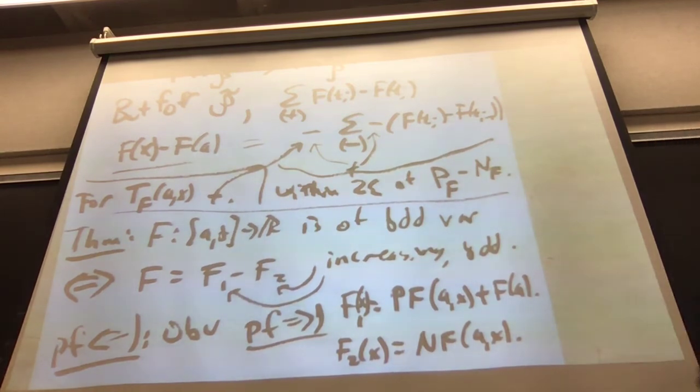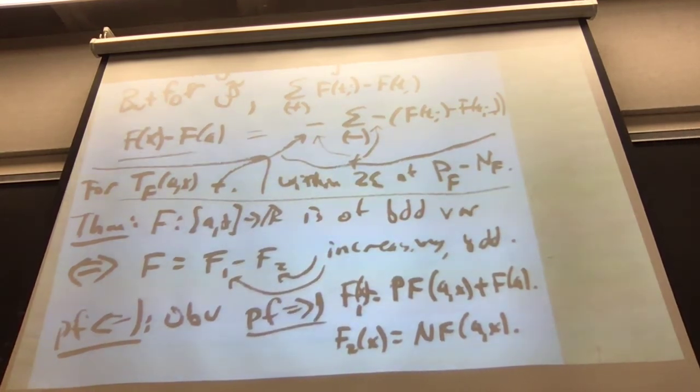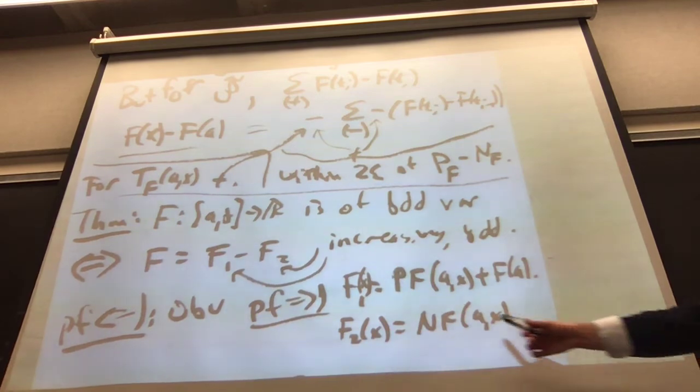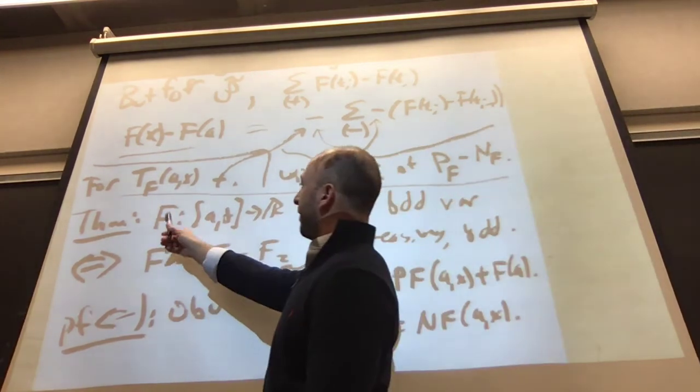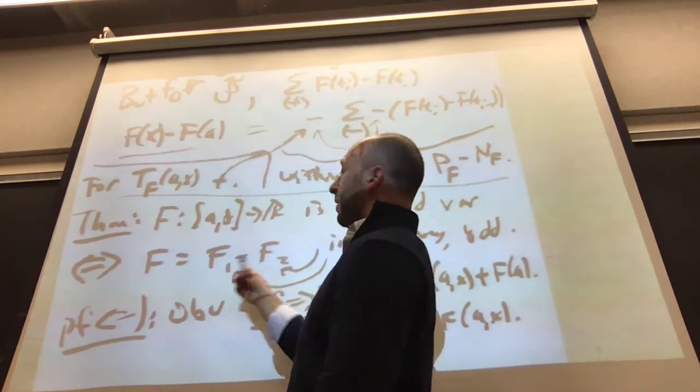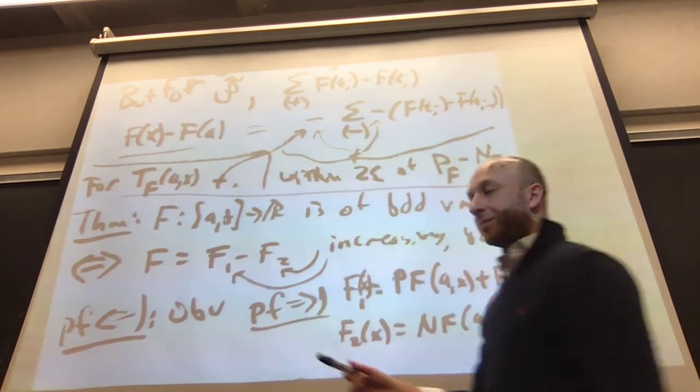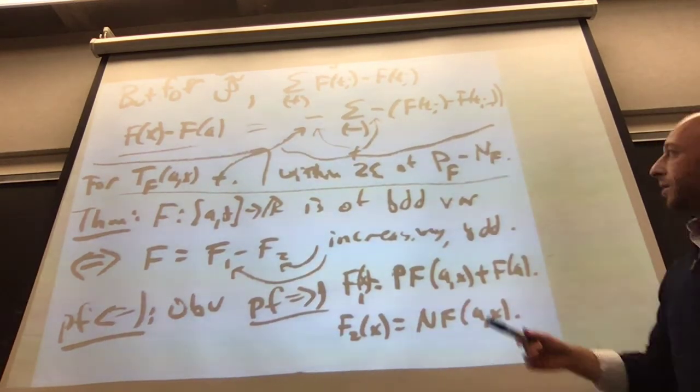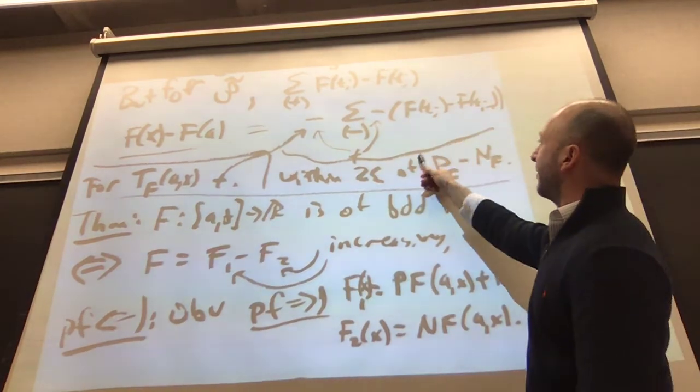Yeah, so you don't like something. Why is the F2 the NF? I'm trying to show that a function of bounded variation is a difference of two increasing functions. Oh, you assume that. Right. Oh, wait, you're doing the... I'm using the previous lemma.